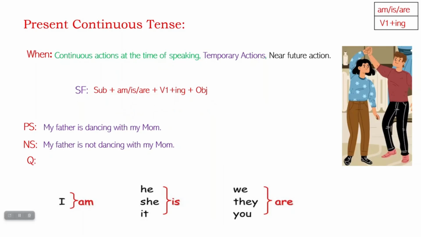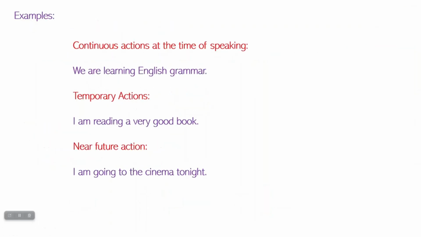Next, question. In question formation, the helping verb always comes first and the subject will go after. So, am, is or are plus subject plus verb in ing form plus object. In example, is my father dancing with my mom? Let's see when we use am, is, or are. For I, we use am, and for he, she, it, is, and for we, they, you, are. Let's take examples for each one.